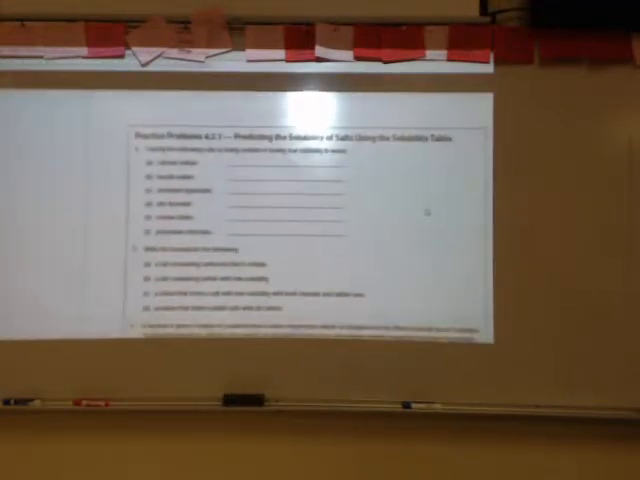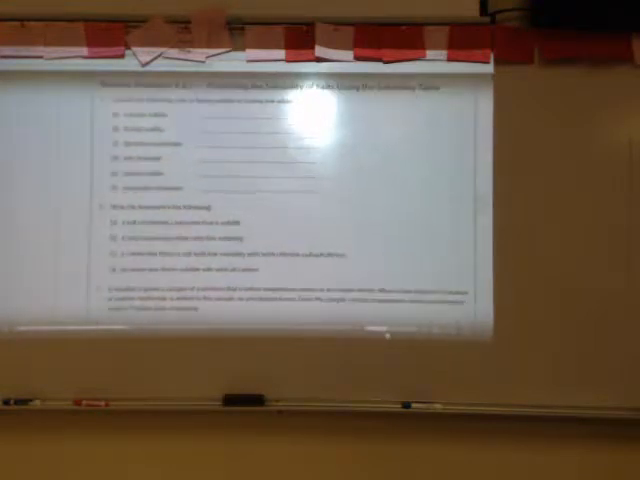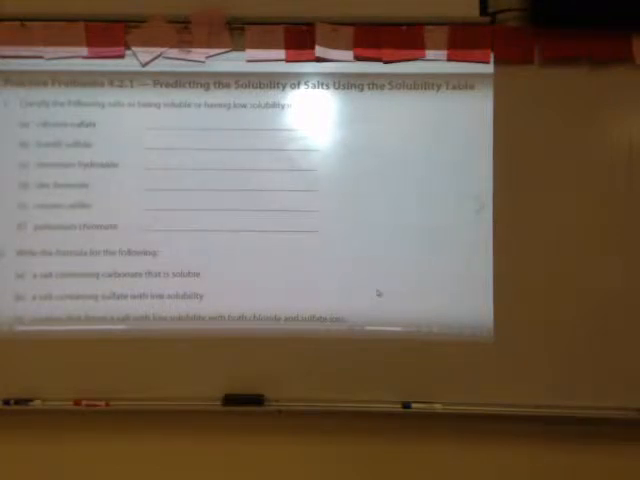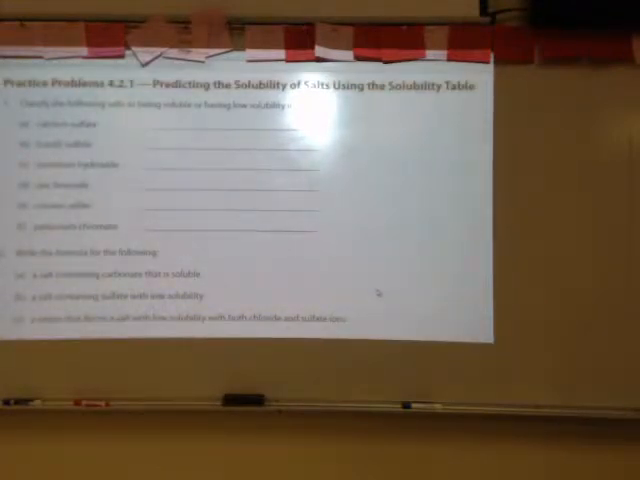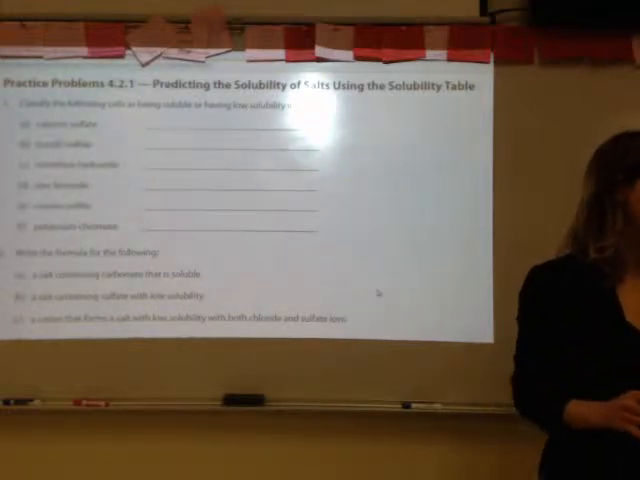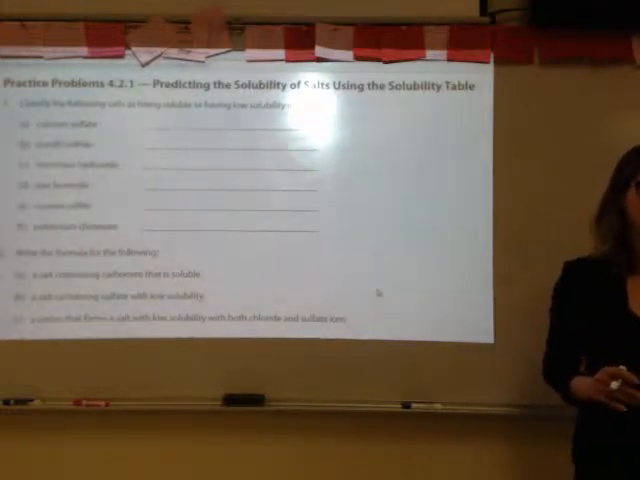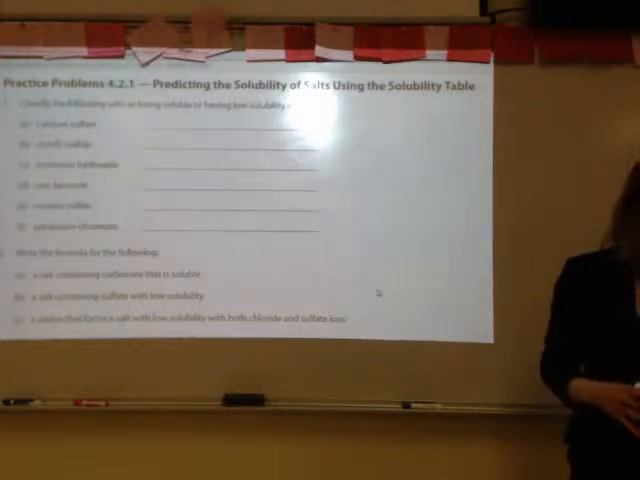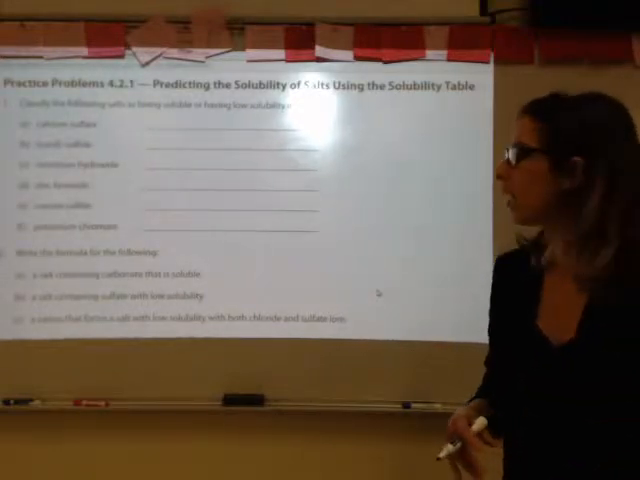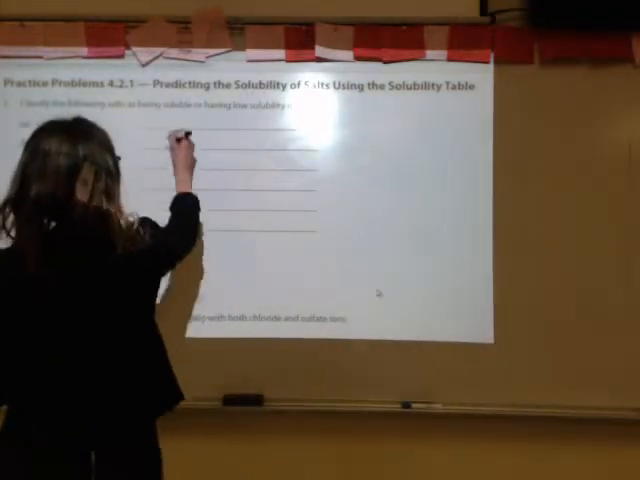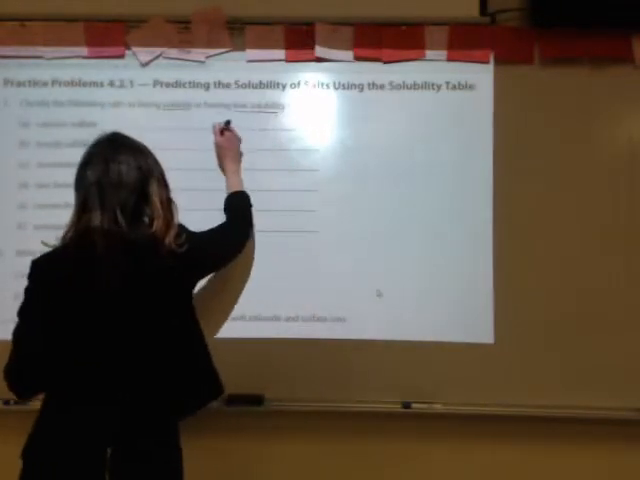So what we're going to do is practice using the solubility rules to predict whether a salt is soluble or has low solubility in water. Depending upon what textbook, teacher, class, or online resource you're looking at, sometimes they will replace low solubility with insoluble. You're going to see that most of the time, so I just want you to be aware of it. So let's take a look at 1A. We're going to classify the following as being soluble or having low solubility in water.